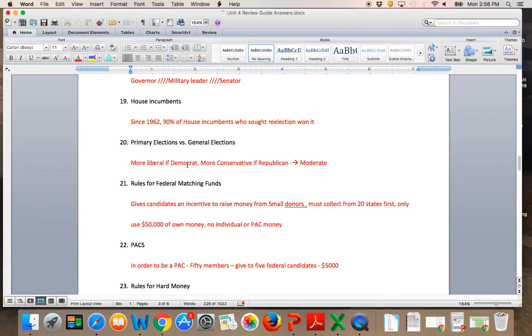Primary versus general. So when you're running the primary, you are going to be more liberal than usual or more conservative than usual. When you get to the general election, you become more moderate to attract those independent or moderate voters.